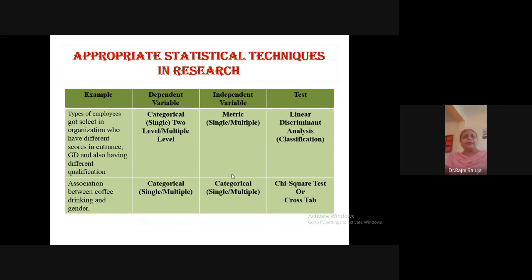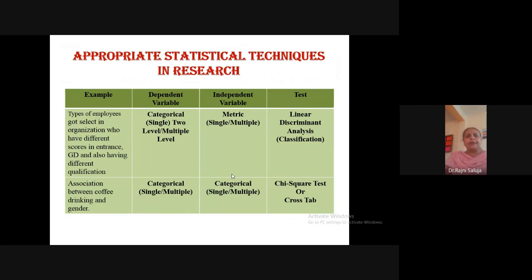So simply, these are the different types of applications which I'm discussing right now. For example, if the type of employees got selected in an organization who have different scores in entrance, group discussion, and also having different qualifications. Now here it is categorical, single, two level, multiple level, and metric independent variable, and metric is single and multiple. So here the linear discriminant analysis will be applied.